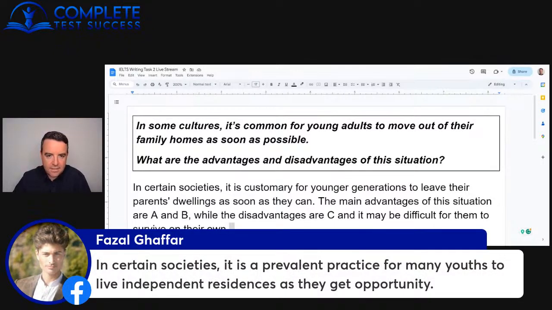Fazal, in certain societies, it is a prevalent practice for many youths to live independent residences as they get opportunity. There's the vocab isn't quite right. Live in independent residences. We wouldn't describe a residence as independent. So we might say live independently from their families as soon as they get the opportunity. So vocab and grammar mistakes here would make it a little bit difficult for the reader to follow. So just continue working generally on vocab and grammar to help you with that.